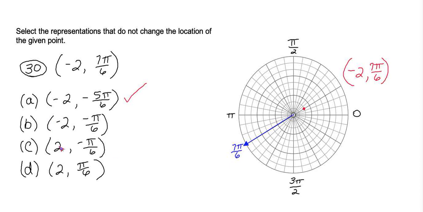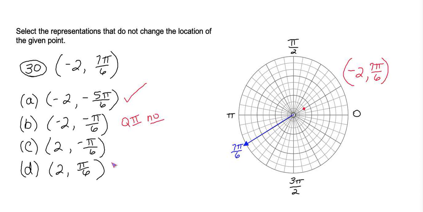Okay, what about B? Negative 2, negative pi over 6. That's going to be in the second quadrant, because when I go negative pi over 6, it's in the fourth, and then negative 2 is opposite from that. So that's quadrant 2, so it's a no for me.